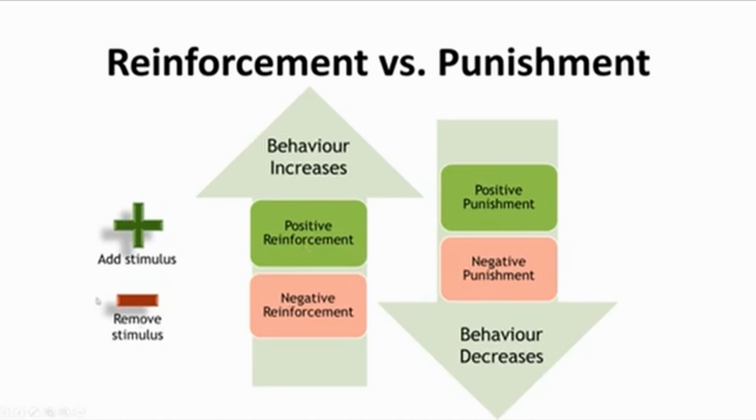And then we can ask ourselves, does the behavior increase or decrease? If the behavior increases, it's going to be reinforcement. And if the behavior decreases, it's going to be punishment. And so that way, just by looking at whether we're adding or removing a stimulus and whether the behavior increases or decreases, we can differentiate between positive and negative reinforcement and punishment.